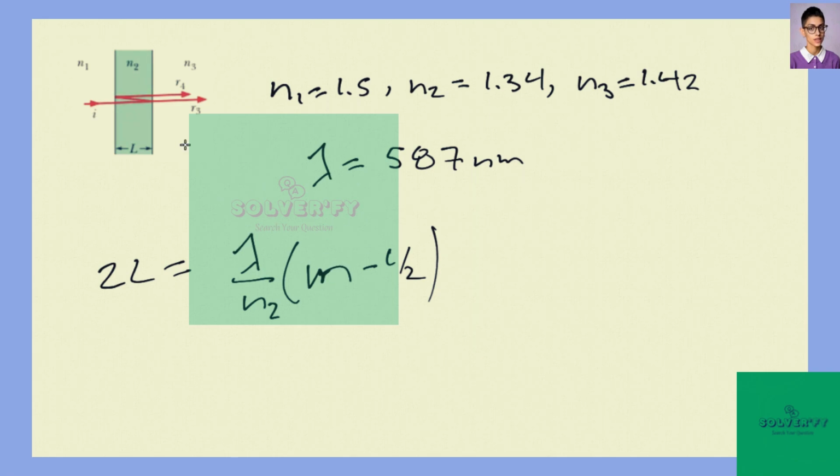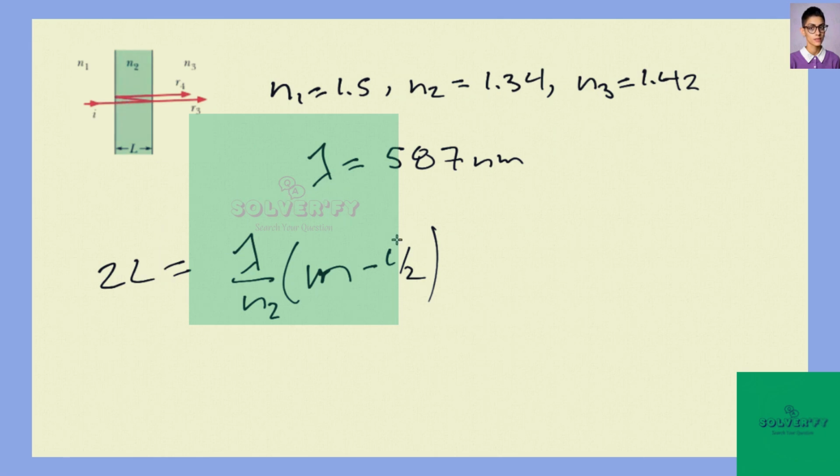We're almost done here. We just have to check for any other phase shifts. Because when you're at a surface here, as light goes from a lower index of refraction to a higher index of refraction, the reflected ray will be phase shifted by half a wavelength. So when we go from n2 to n3, we're going from a lower index of refraction to a higher index of refraction, 1.34 to 1.42. So that means this reflected ray gets shifted by half a wavelength.